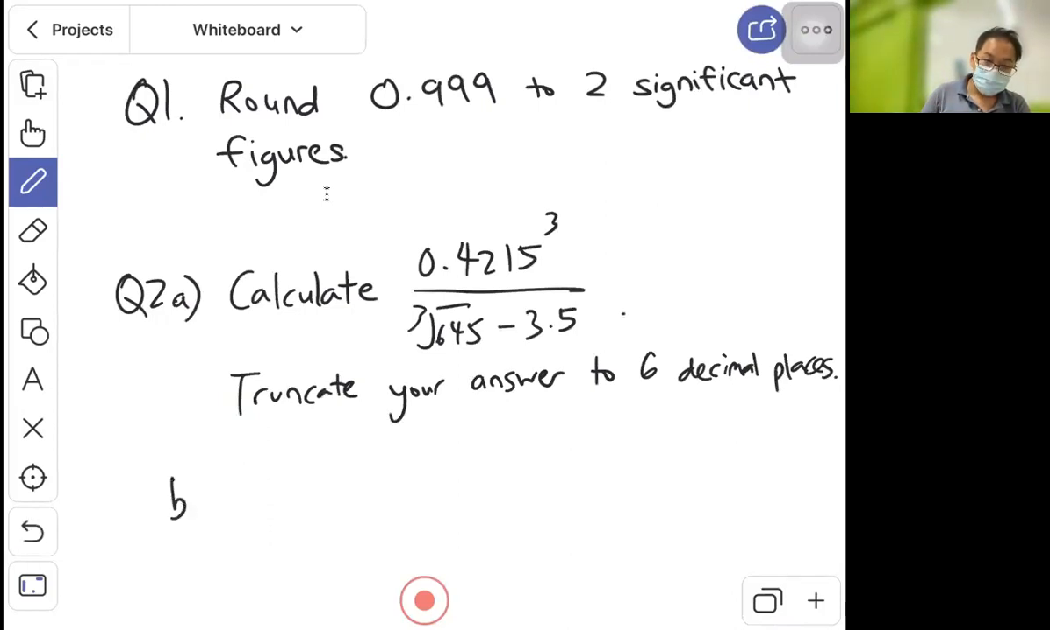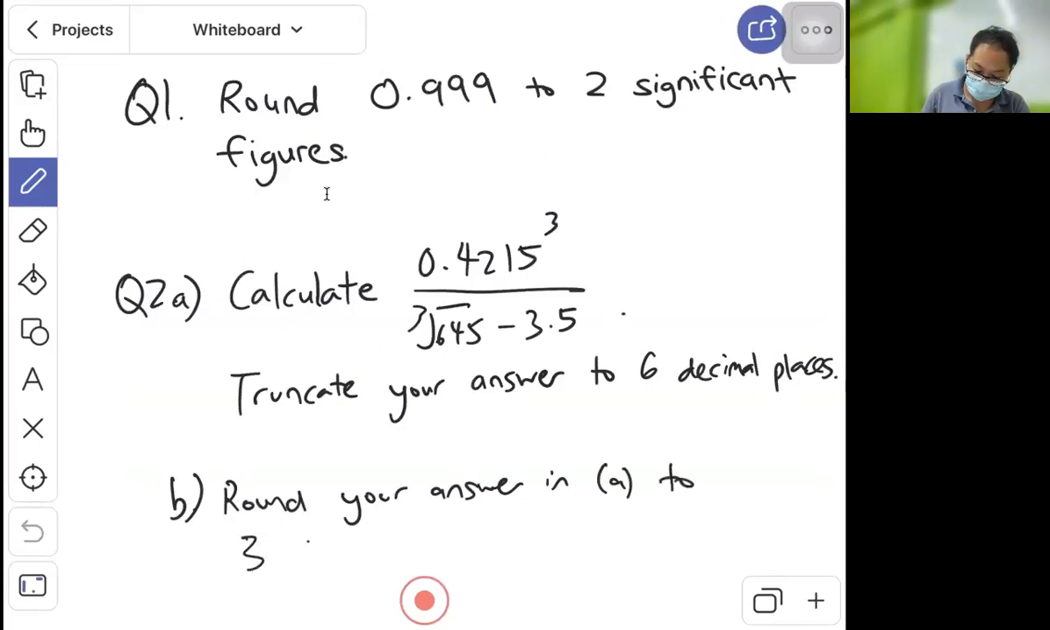In part B, round your answer in A to 3 significant figures. Write down the question and do your working.